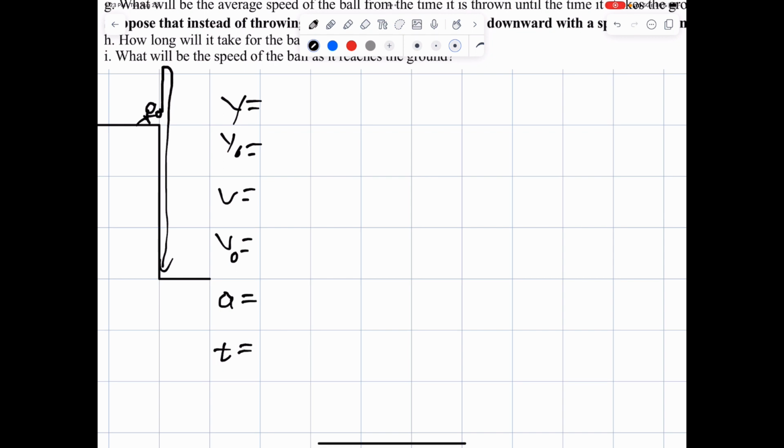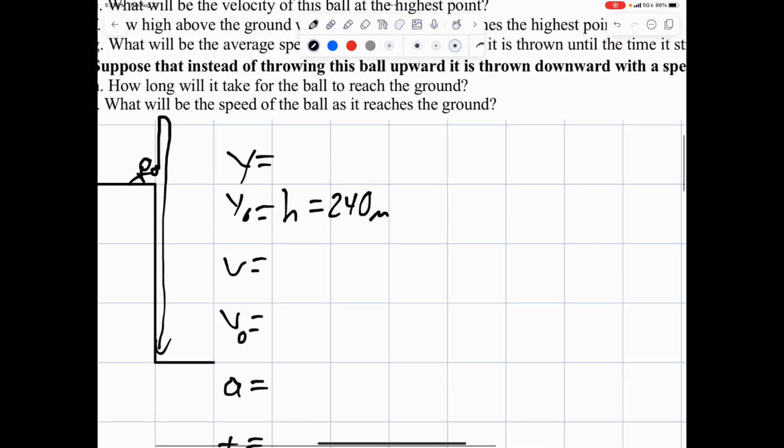Now, I'm going to let Y naught be the height of the building, which we were told is 240 meters tall. I'm going to let the ground be Y equals 0. So here's Y naught up here, and here's Y down at the bottom, Y equals 0. V, I don't know. The velocity is going to be a function of its height in the sky and the time it's taken to get there, so we don't know what the final velocity is. The initial velocity was 38 meters per second. Since it's being thrown upwards, it's positive 38 meters per second.